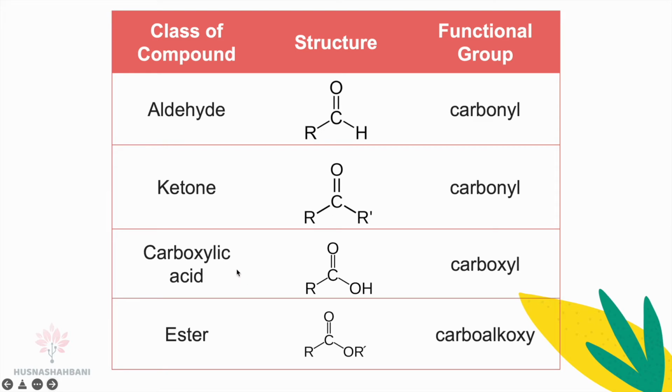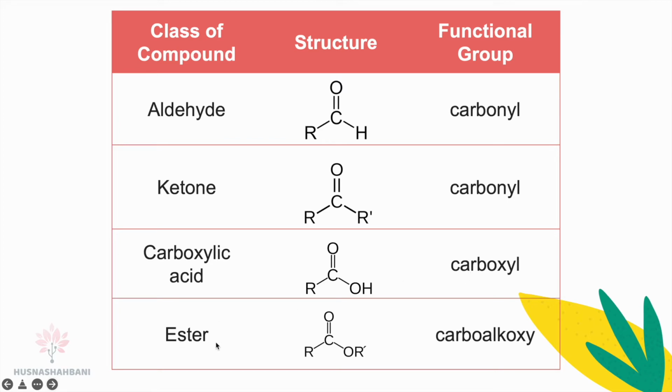Next, class of compound, carboxylic acid. For carboxylic acid, the structure is C double bond O, and that C has a single bond to OH. The same carbon that has double bond O is attached to OH. That is carboxylic acid. The functional group is carboxyl.